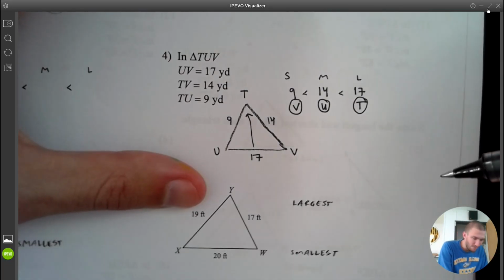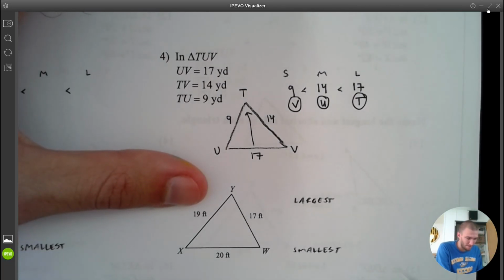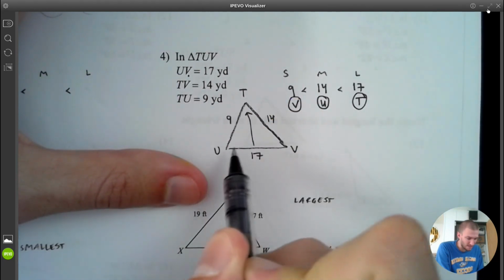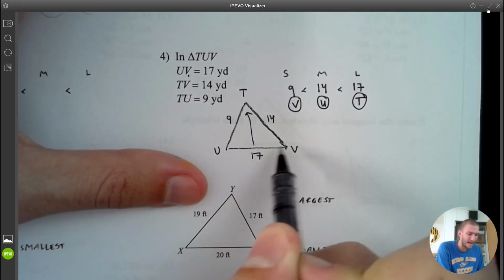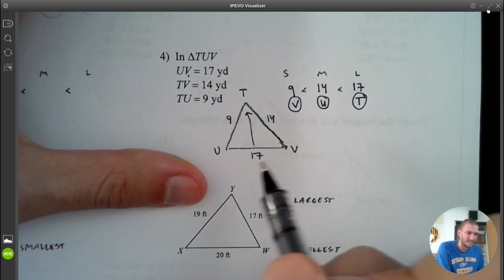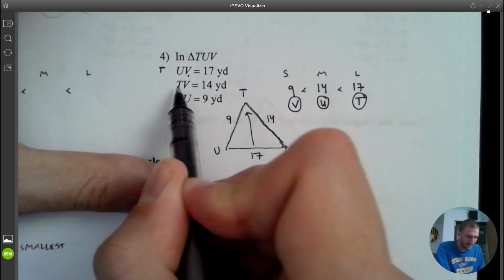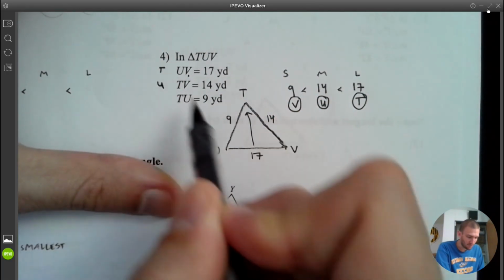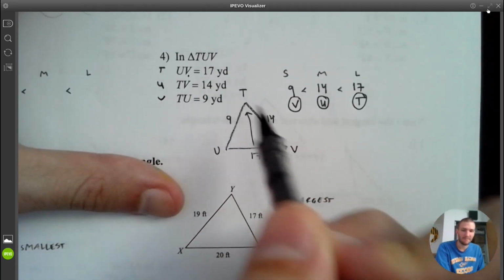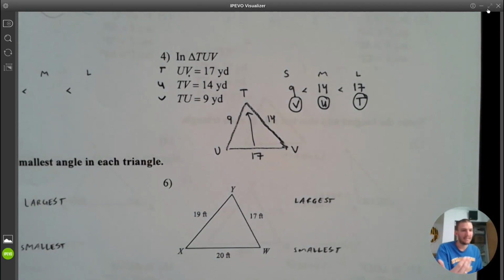If you really want a little bit of a pro tip here, UV is opposite of the letter it doesn't have. UV is opposite of T, and TV is opposite of U, and TU is opposite of V. Whatever letter it's missing, that's the letter that it is opposite of.